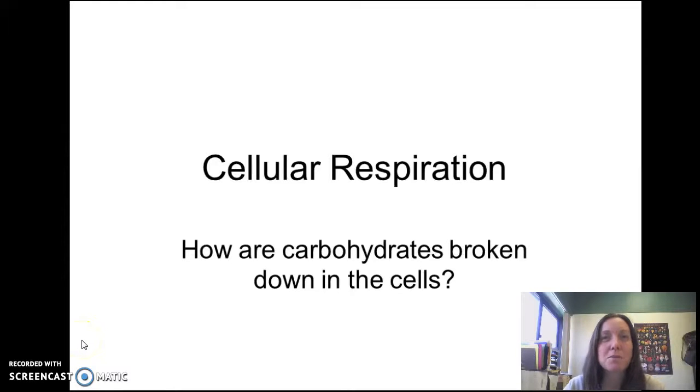Hi students, today we're going to be talking about cell respiration, a process that happens in the cells. This is how carbohydrates get broken down in the cells when oxygen is present. We'll also discuss fermentation, another way that cells can break down carbohydrates, and that happens when oxygen is not present, like when we ferment sauerkraut.